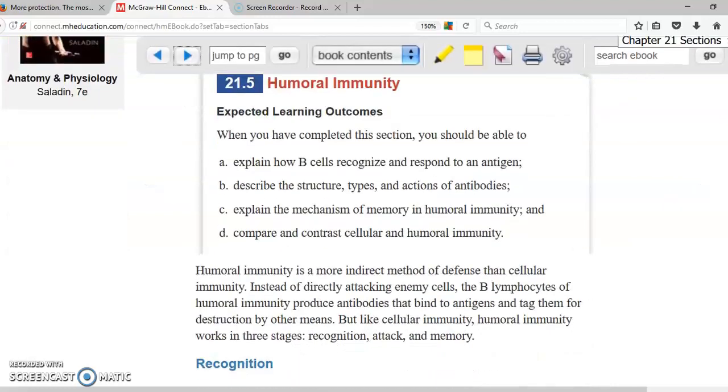Humoral immunity relates to antibodies. We said that there are two main types of cells, lymphocytes T and lymphocytes B. Lymphocytes T are mainly related to the cellular immunity. Lymphocytes B are related to the humoral immunity. The main reason for that is because the lymphocytes B are basically the ones that are going to be responsible for the production of antibodies.